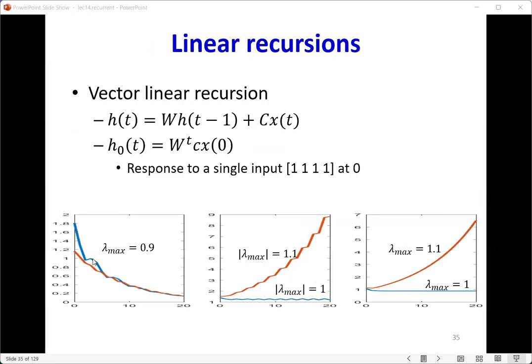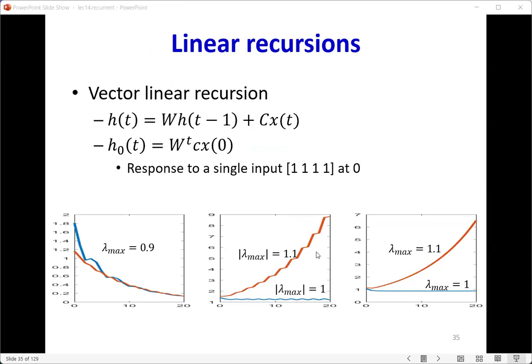And so here's what we get. I have some simulations where we just gave a single input of all ones at time 0. Here, lambda max was 0.9, 2 different cases. And you can see how, boom, it always goes to 0. This is lambda max 1.1. It blows up. Only if lambda max is 1, magnitude is 1, it kind of stays stable.